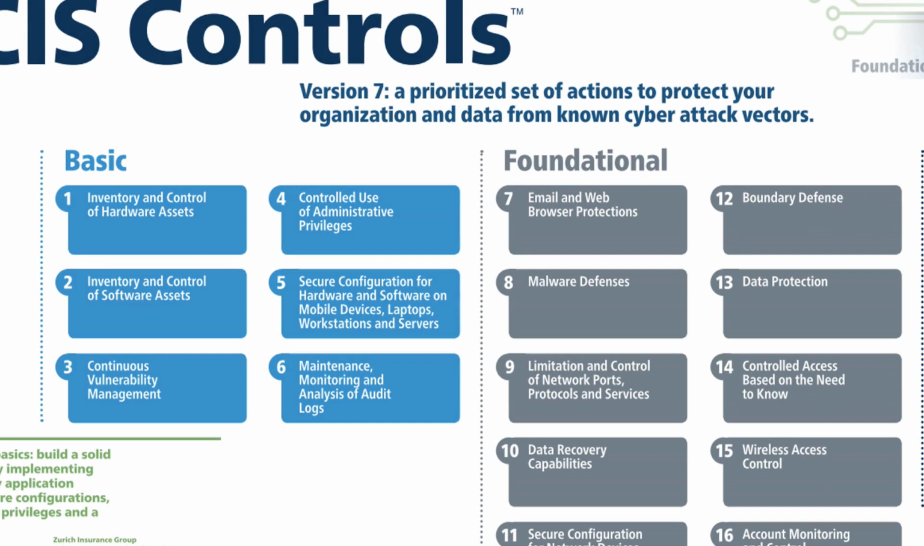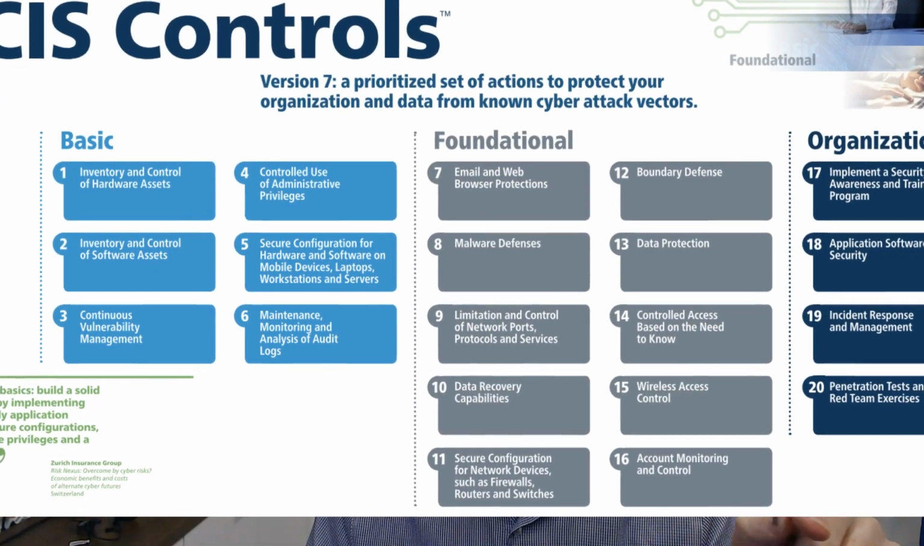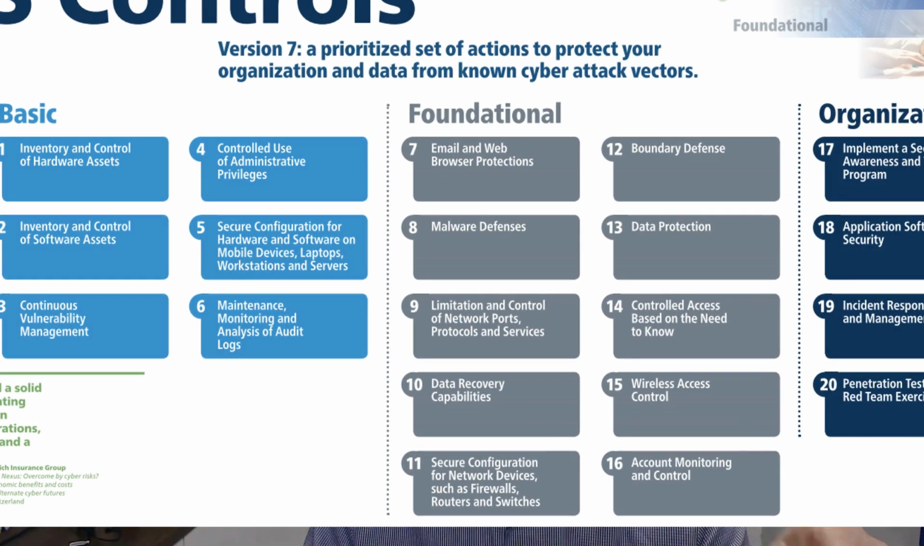Control 1 and Control 2 say you need an inventory and control of all the hardware and software assets. And it also says you should focus on basic categories like accurate inventories, vulnerability management, control of admin privileges, secure configuration of hardware, maintenance, monitoring, analysis of logs, before you really focus on organizational and foundational control. So let's get this right. Before you apply any email or web browser protection, which is control number 7, I need to get an accurate inventory. Well, here's the rub.